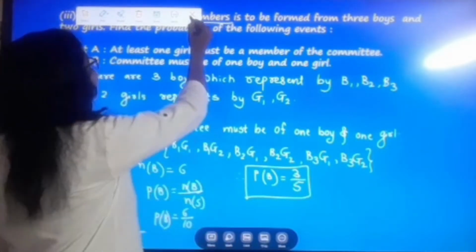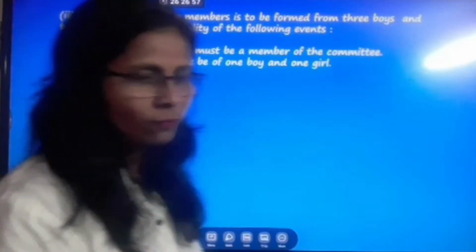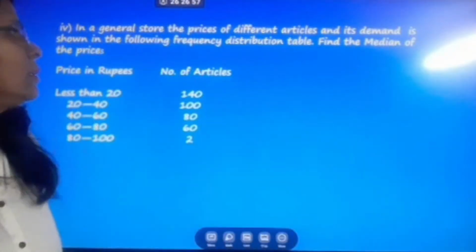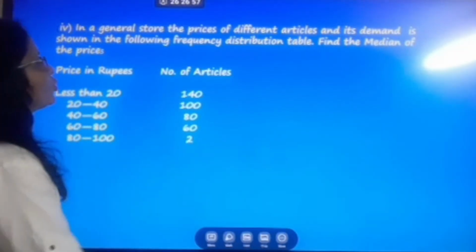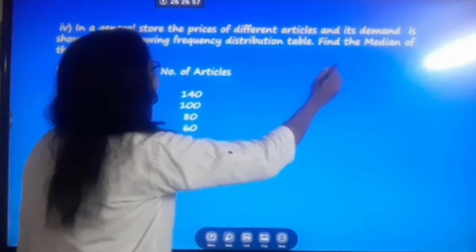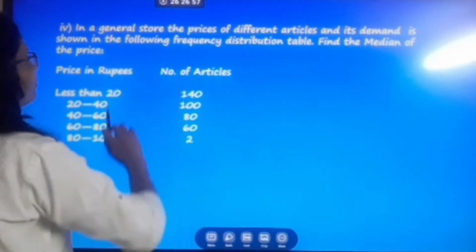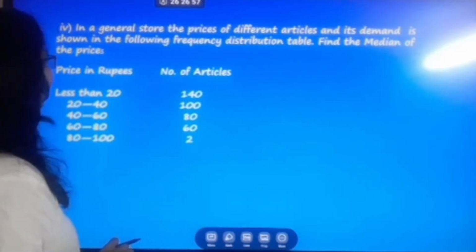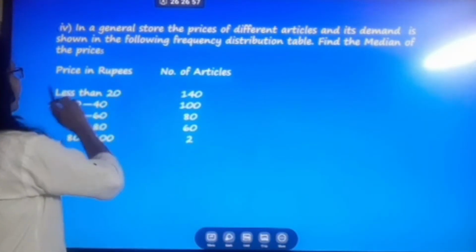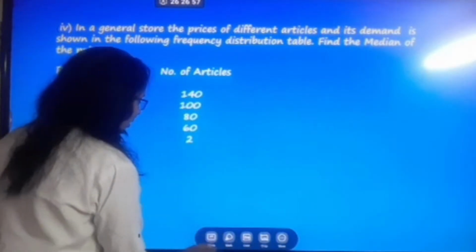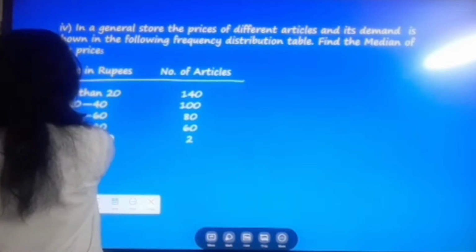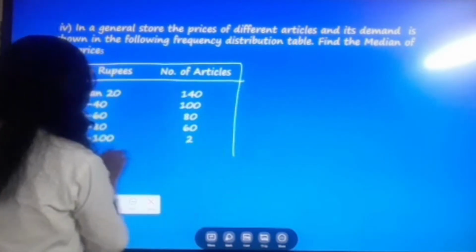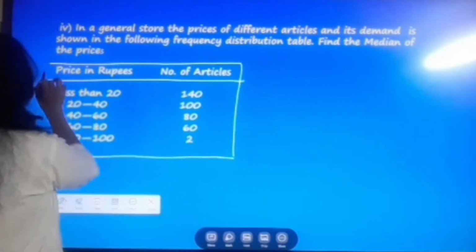Next one, example. See here students, in a general store, the prices of different articles and its demand is shown in the following frequency distribution table. Find the median of the prices. Okay, so there is a table. So first you can make out this table.